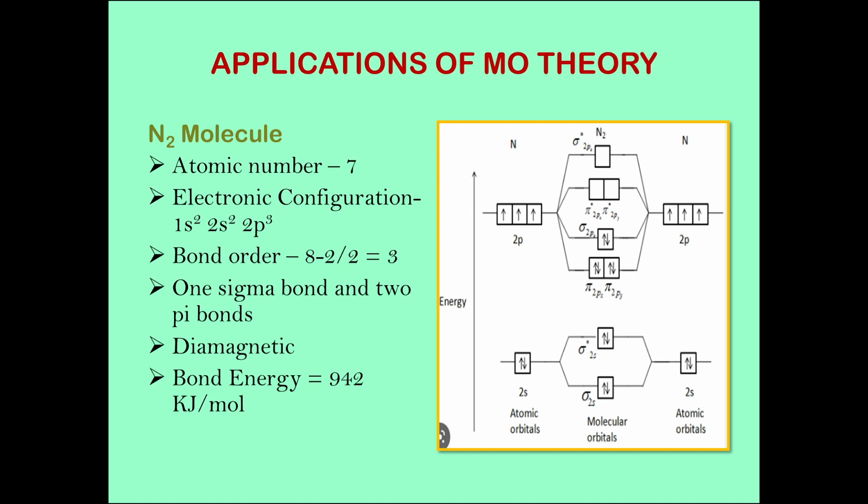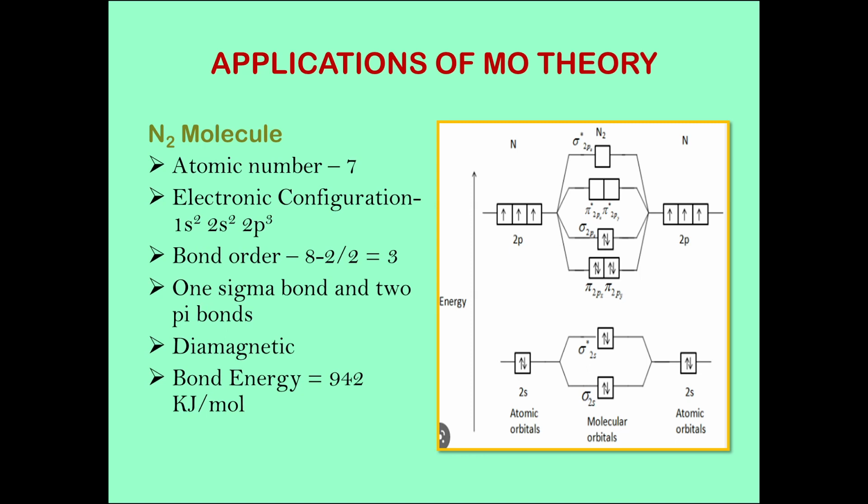Nitrogen atoms combine to form a nitrogen molecule, and in the 2s orbitals we have a total of 4 electrons. It forms sigma 2s and sigma star 2s molecular orbitals. The 4 electrons should be filled following Hund's rule, the Aufbau principle, and the Pauli exclusion principle. So first the lower energy sigma 2s is filled with 2 electrons, and then the remaining 2 electrons are filled in the sigma star 2s orbital. And coming to the 2p orbitals, we have a total of 6 electrons in the 2p atomic orbitals.